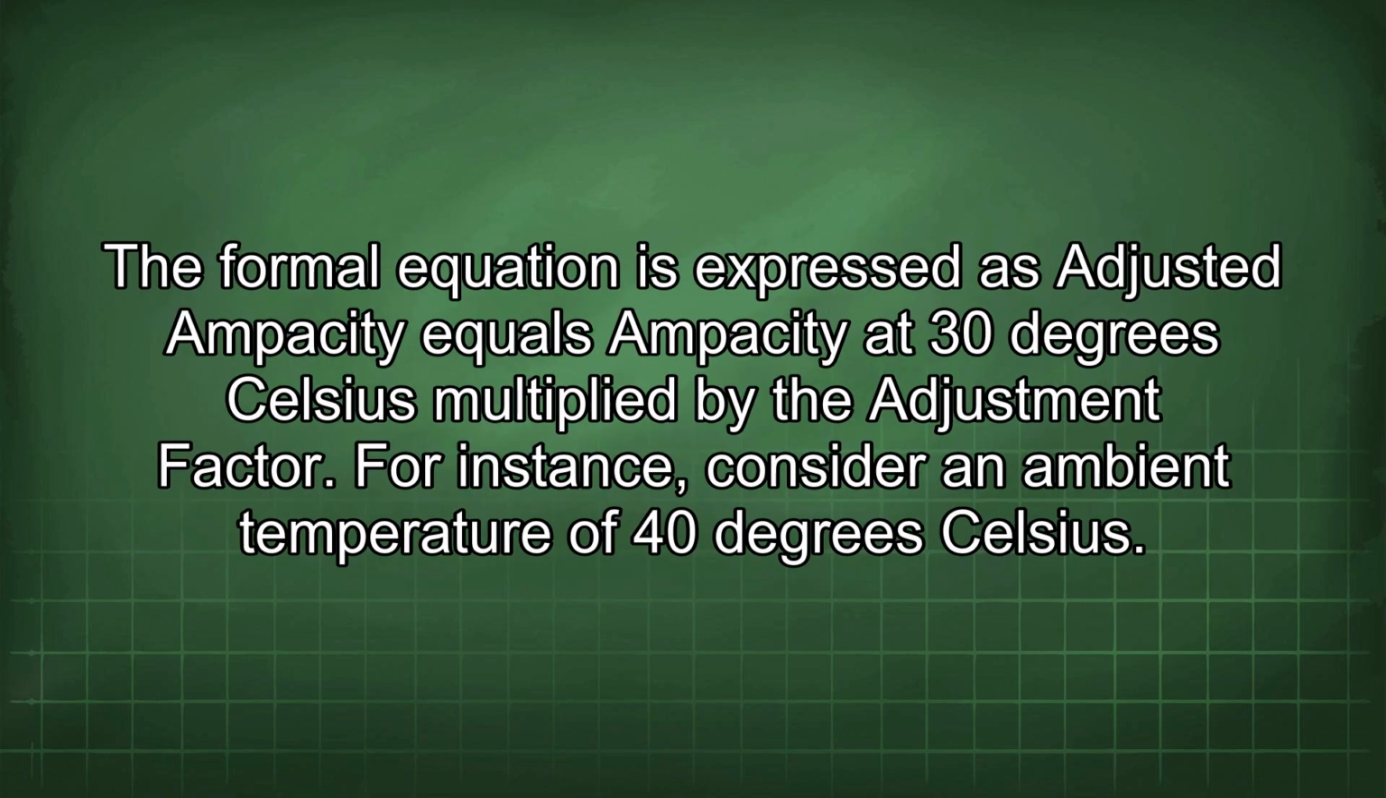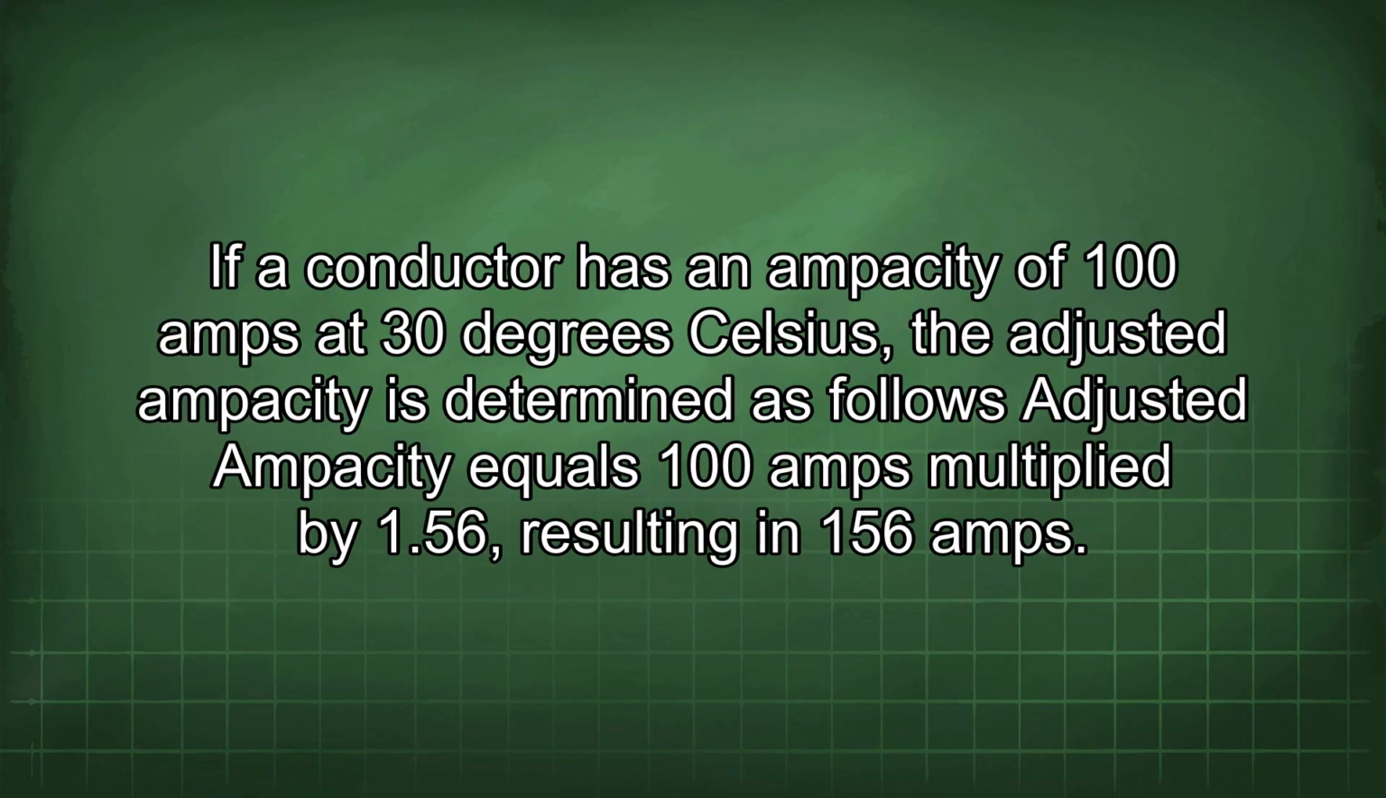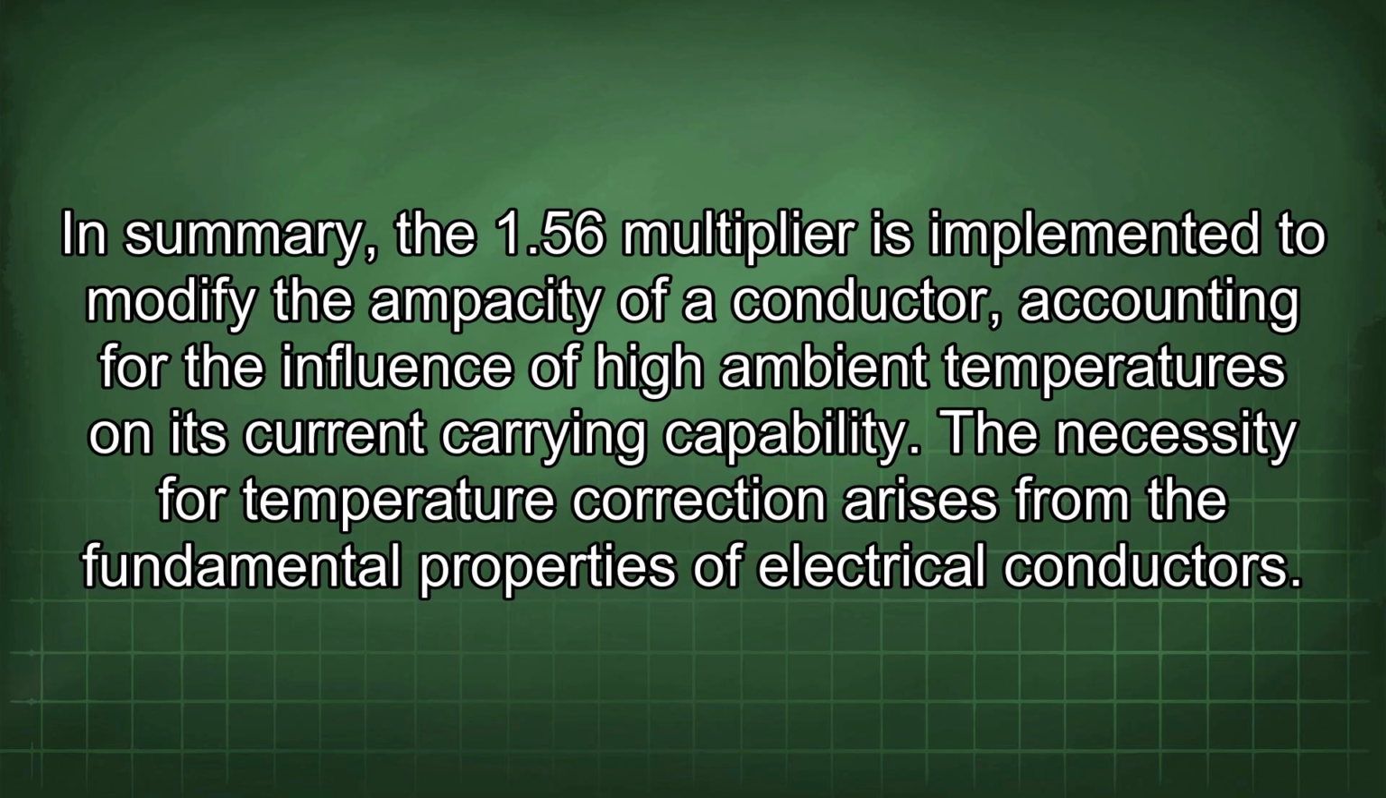The formal equation is expressed as adjusted ampacity equals ampacity at 30 degrees Celsius multiplied by the adjustment factor. For instance, consider an ambient temperature of 40 degrees Celsius. If a conductor has an ampacity of 100 amps at 30 degrees Celsius, the adjusted ampacity is determined as follows: adjusted ampacity equals 100 amps multiplied by 1.56, resulting in 156 amps. In summary, the 1.56 multiplier is implemented to modify the ampacity of a conductor, accounting for the influence of high ambient temperatures on its current carrying capability.